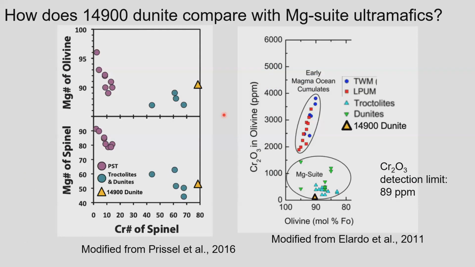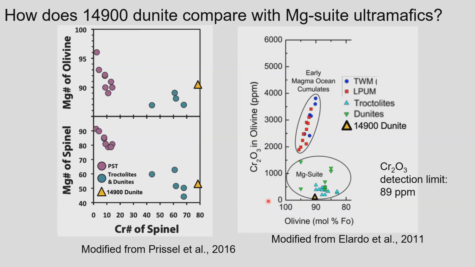We also can compare the chemical compositions of our Dunite with the MG suite Dunites that have been found so far and see, are they similar, are they different? I don't want to talk too much about this, but the main summary is that the compositions of the olivine and the chromite in our Dunite clasts are similar to the MG suite troctolites and Dunites. That'd be these blue points right here and our triangles here, but they're not exactly the same.